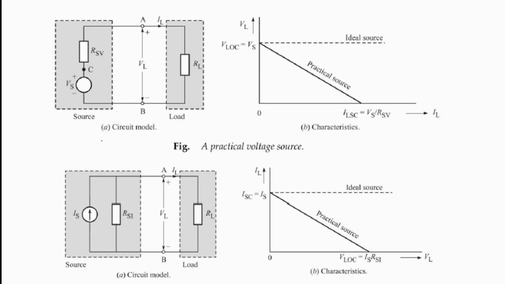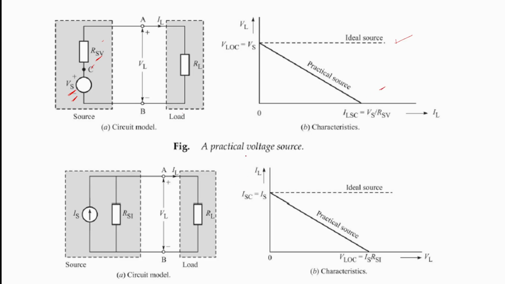Now, if I consider the practical case, every source will have its internal resistance, whether it is a voltage source or a current source. If I consider the voltage source, it will have internal resistance in series. So this is the circuit where the source is connected to the load: the voltage source in series with the resistance. An ideal source will have the same voltage continuously. It won't change with respect to load, but in the case of the practical source, it will not be the same. Based on the internal resistance, the value of the source voltage will be reduced.